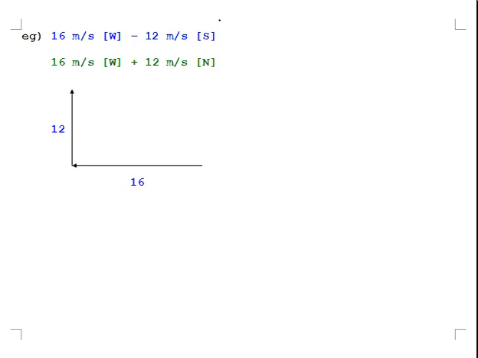So 16 meters per second west. West is to the left. Make sure you catch that. Sometimes people get the east and the west mixed up. So 16 west, turn and pivot, go 12 north. We're looking for the size of the resultant and the angle. The angle always goes down in the corner where we started, which is right there.